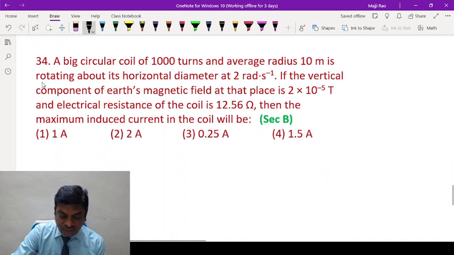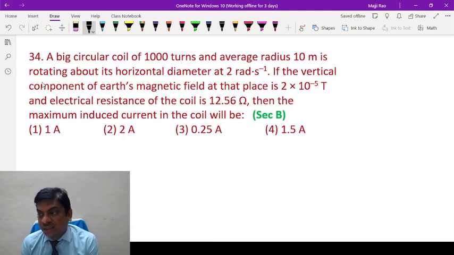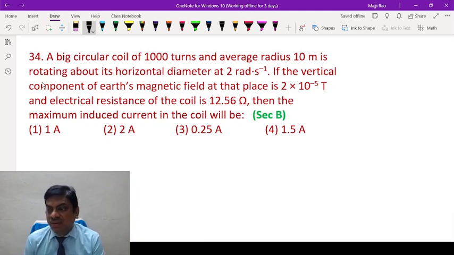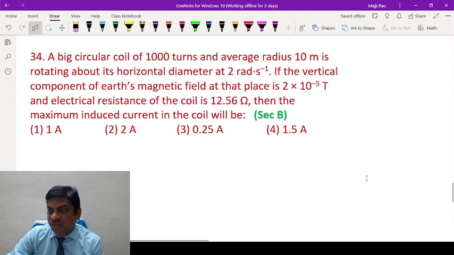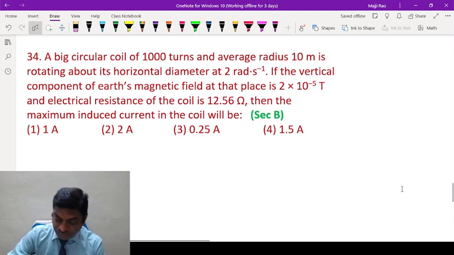Then moving on to the next question, a big circular coil of 1000 turns and average radius this is rotating about its horizontal diameter, and the vertical component of Earth's magnetic field is this much. The electrical resistance is this. Find the maximum EMF induced in the coil.